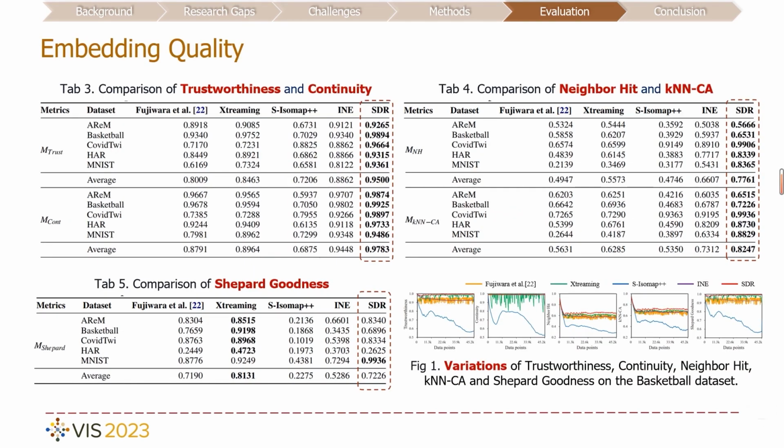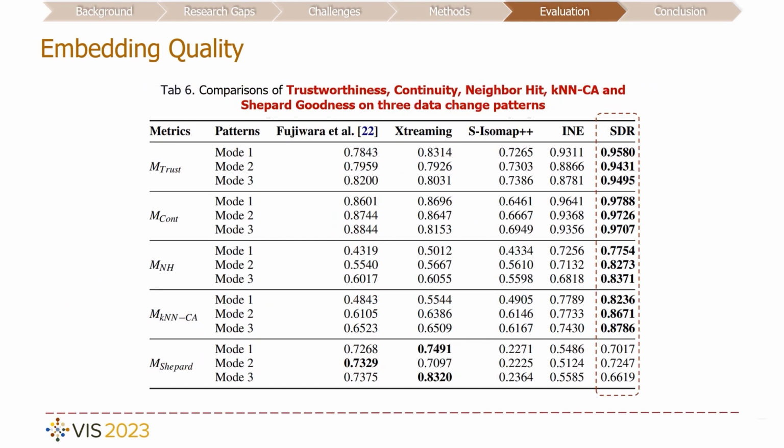In terms of embedding quality, it's evident that SDR excels significantly in preserving local structures compared to other methods. However, when it comes to preserving global distance relations, SDR falls slightly behind X-streaming. This distinction can be attributed primarily to the distinct optimization objectives pursued by SDR and X-streaming. Furthermore, SDR's superiority in embedding quality remains consistent across various streaming data change patterns.